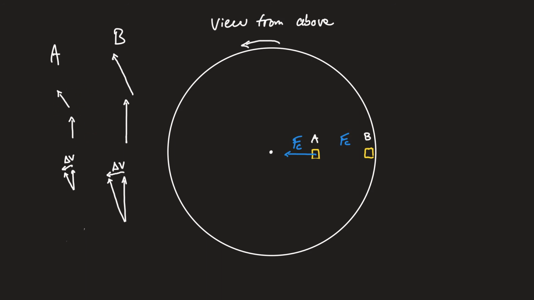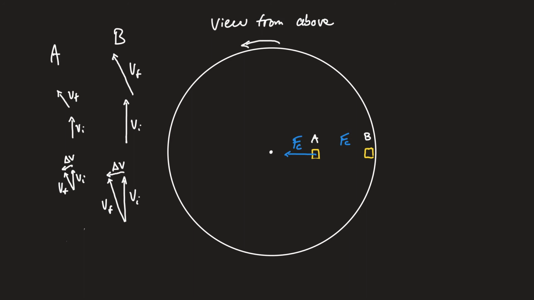Let me just write this actually. So this would be V initial and then V final, for example, for A, and then same thing for B, V initial and then V final. And so what I've tried to show is that the change in the velocity vector is larger for B. And you can see that here. We're just doing vector subtraction to find the change in the velocity vector. We've seen that before.